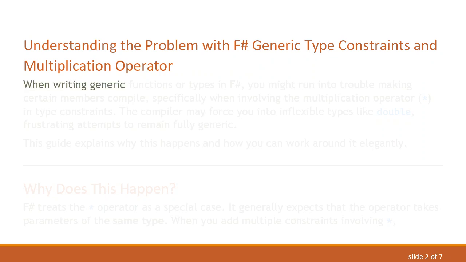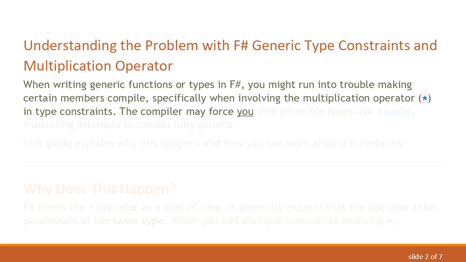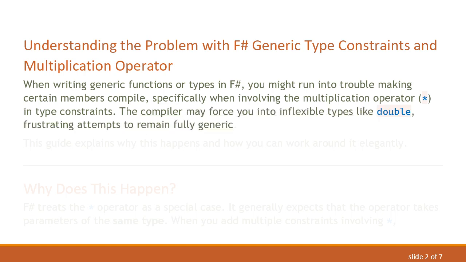When writing generic functions or types in F#, you might run into trouble making certain members compile, specifically when involving the multiplication operator, asterisk, in type constraints. The compiler may force you into inflexible types like double, frustrating attempts to remain fully generic. This guide explains why this happens and how you can work around it elegantly.